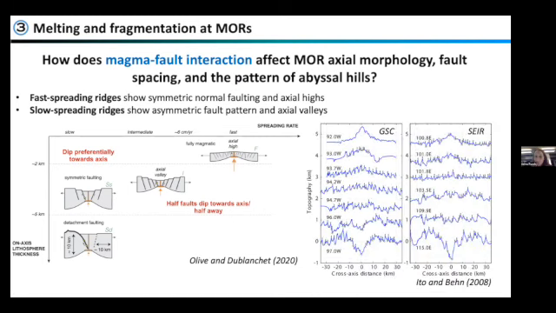And here I'm showing some topographic profiles from Ito and Behn 2008 from the Galapagos Spreading Center and from the Southeast Indian Ridge. These are different profiles where the one on top is for faster spreading rate, and then the spreading rate decreases downwards. So with fast spreading, you have axial highs, and with slow spreading, you have axial lows. And it's not clear how the interplay between tectonics and magmatism happens to generate these observations.